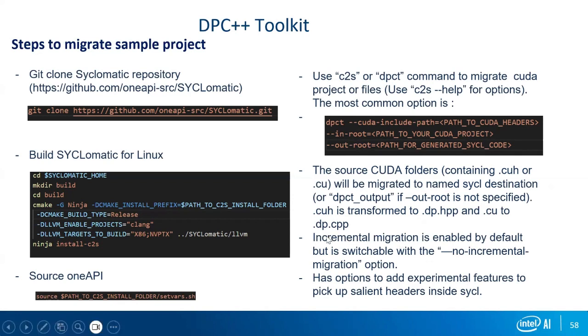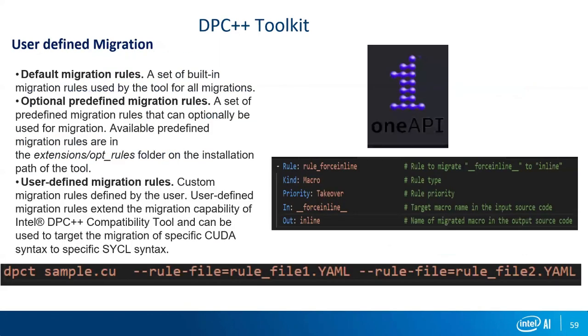There is also a feature called incremental migration. You can also specify no incremental migration. If you are working on a big project and some of the .cu files are already migrated to SYCL or dpcpp files, you do not want to remigrate them again, so you can specify no incremental migration. You can also have experimental features like user-defined migration and user-defined rules as well. We'll be seeing an example.